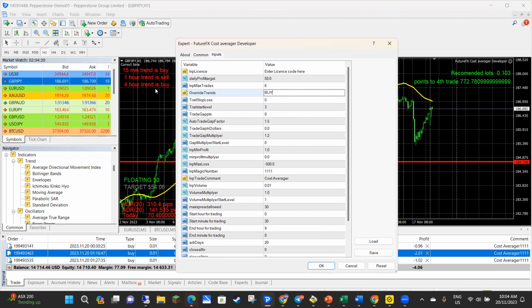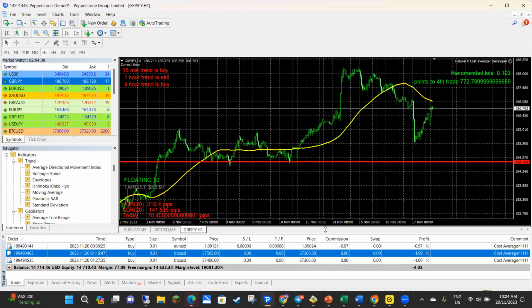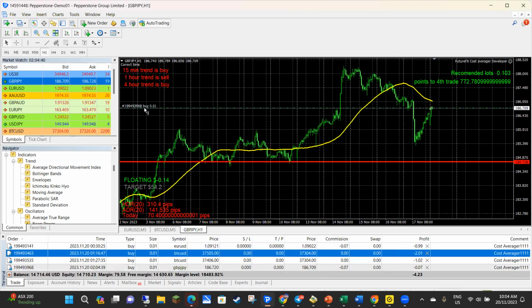So no matter what these trends say, it's going to take out a buy order. Even if they all line up saying sell, if you have buy in here, it's going to take out a buy order. So it just gives you a way of completely overriding those trends. Let's see if it does do what it should do. And there we go. It's now taken out a buy order. And now the software will just operate as it normally would. If the market moves down, it's going to open up those cost averaging trades, close them all out when you hit that minimum profit target.